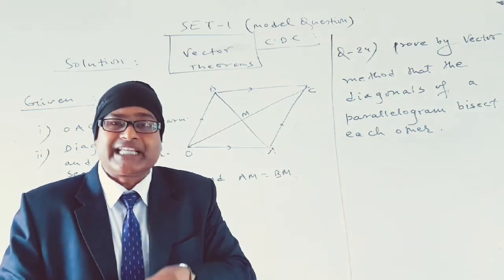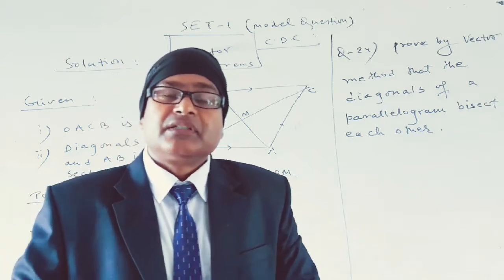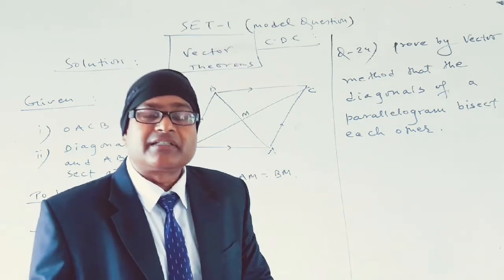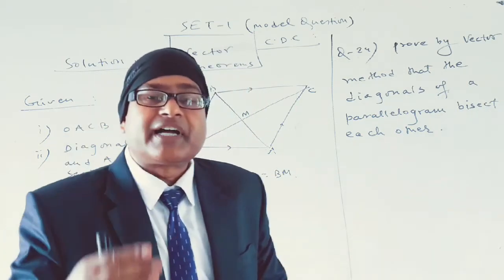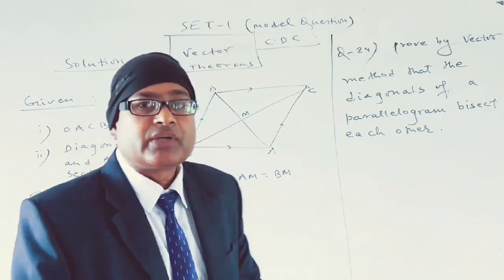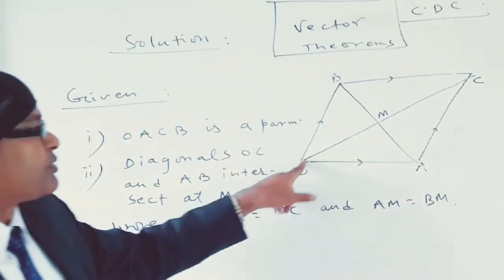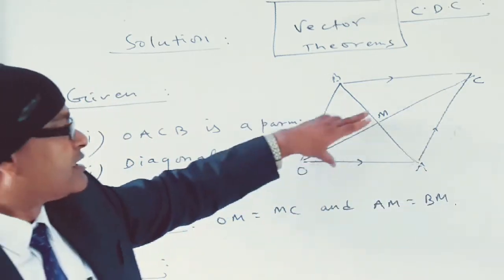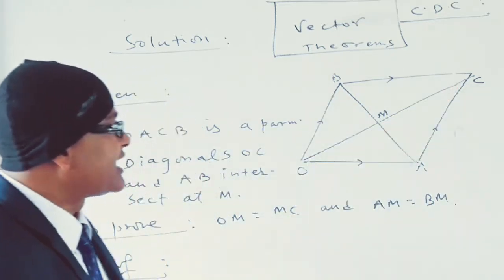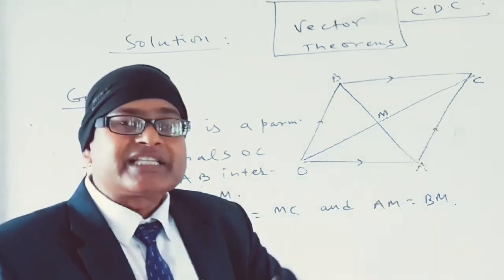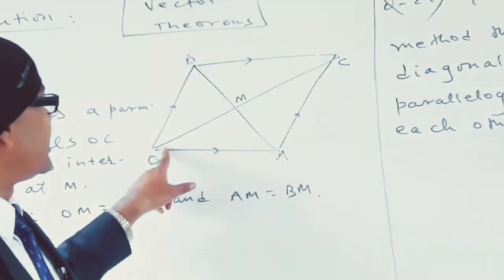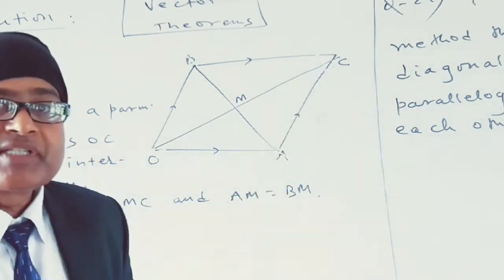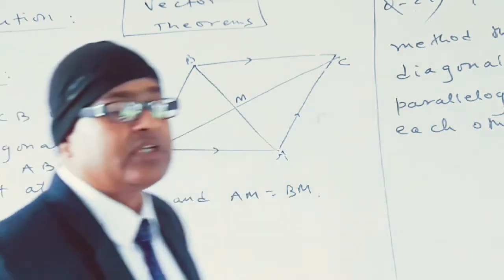Bisect each other means dividing. The first will divide the second diagonal into equal parts, and the second will divide the first into two equal parts. So dear students, we have to prove that OM is equal to MC and AM is equal to BM. That means the first diagonal and second diagonal divide each other into equal parts.